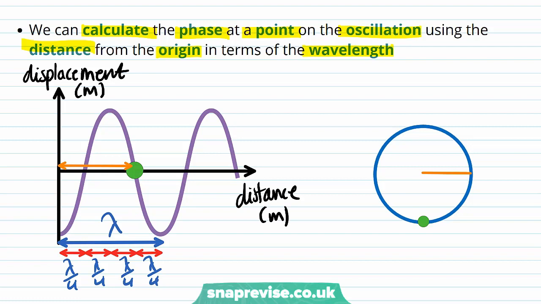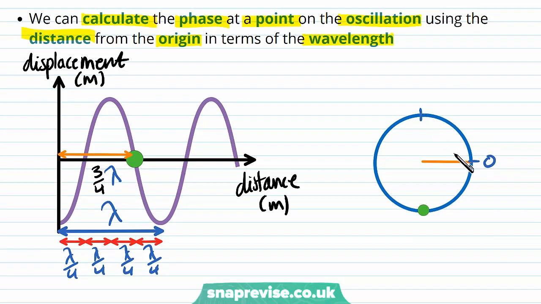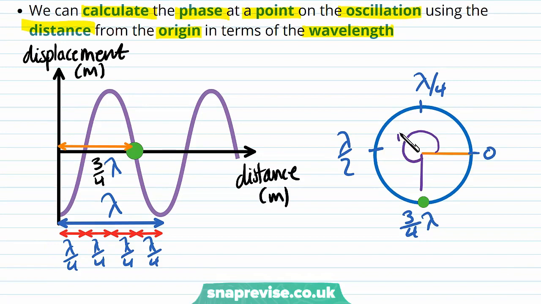So now let's consider the position of the green dot. We can see that the green dot has covered 3/4 of the wavelength. So that's what we can write in here for its distance, 3/4 lambda. So if the green dot is 3/4 of the wavelength, and one wavelength corresponds to one whole revolution of the circle, we can therefore see why the green dot here is at 3/4 of the circumference. So if this is our origin, a quarter of the circumference corresponds to a quarter of a wavelength, half corresponds to half a wavelength, 3/4, which is where the green dot is, corresponds to 3/4 of a wavelength. And in terms of phase, this corresponds to a phase of 135 degrees.